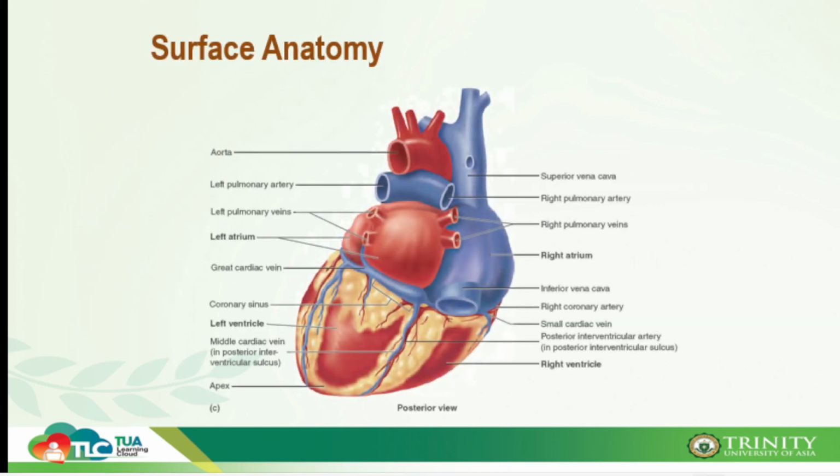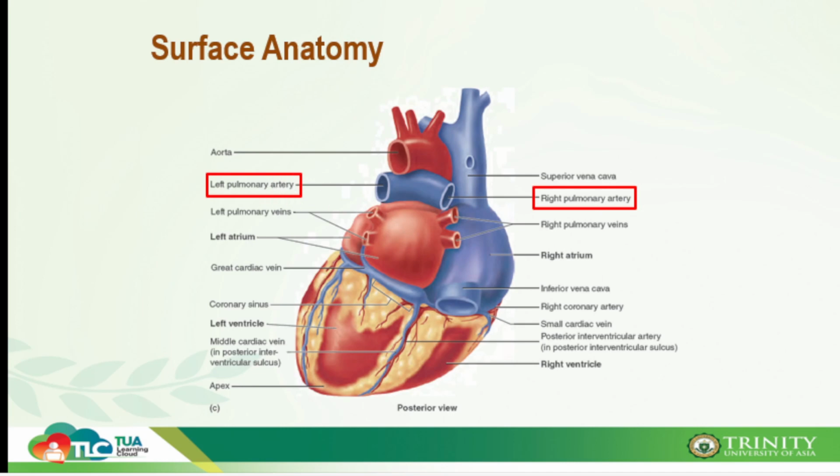So here is a posterior view of the heart. And in this image, we'll be able to appreciate some other structures that we were not able to appreciate earlier. So first, let's go to the pulmonary arteries. The pulmonary arteries are the branches of the pulmonary trunk. Again, it's an artery. So where is its flow? Away from the heart.